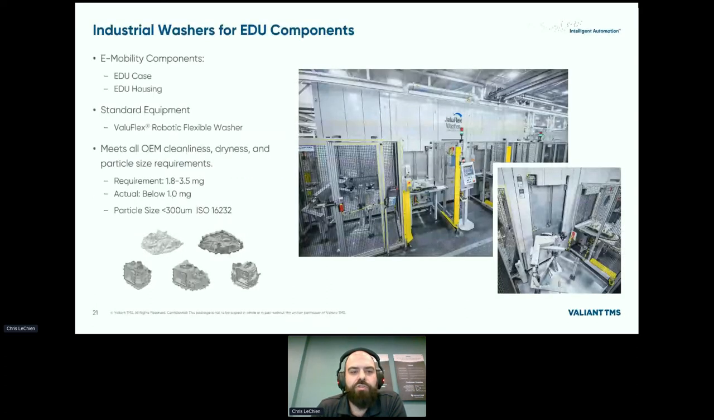For the electric drive units, these are the housings for the electric motors that propel the vehicle. A lot of these components are manufactured similar to typical transmission components. Cases and housings are done in typical CNC machining lines. There are requirements to wash those parts, and Valiant has our standard ValueFlex robotic flexible washers available to meet all those standards. We've deployed a number of units for the EDU components.